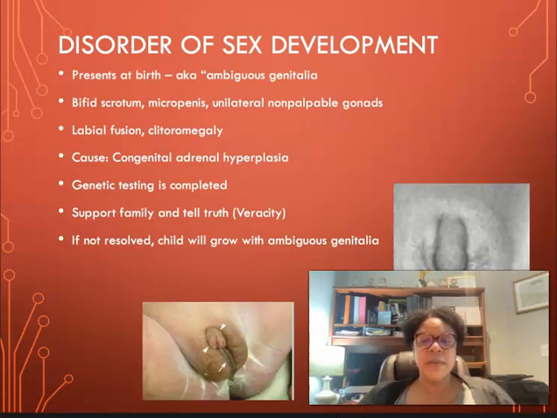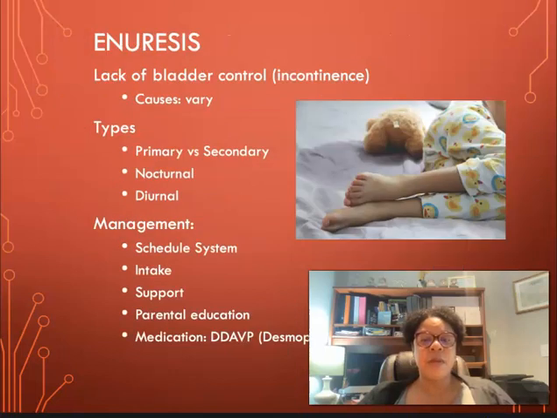All right, next we're going to talk about enuresis. So this is also called bedwetting or incontinence. It usually does happen at night. Some of the causes are usually related to a psychological issue the child is going through, or an enormous amount of stress, which could be anything. It could be a move, it could be school, it could be peer pressure, it could be abuse.